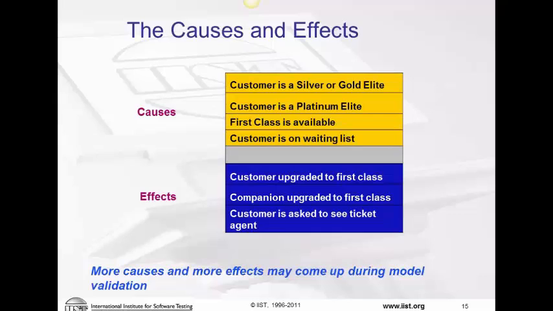No. No. Because for the customer to be silver or gold by itself does not qualify them for upgrades. Because there are other things that need to be true, like there's a first class seat available, like the customer is on the waiting list. And what if the customer is not on the waiting list? Well, we are asked to see the ticket agent. So we'll find that there are so many combinations of causes that lead to different effects. So we need to find an effective way to cover all the possible combinations.